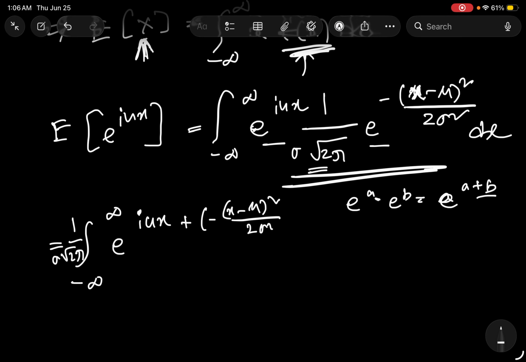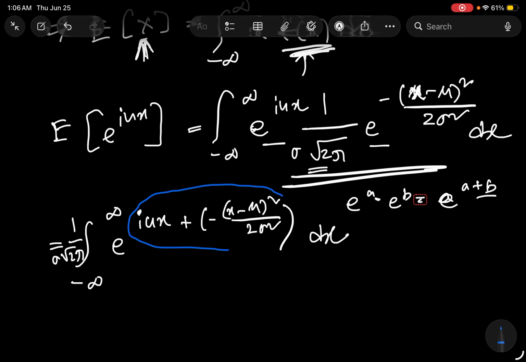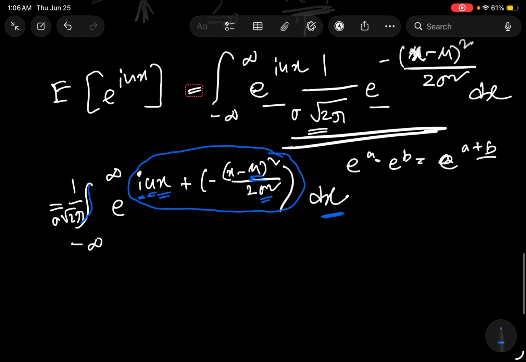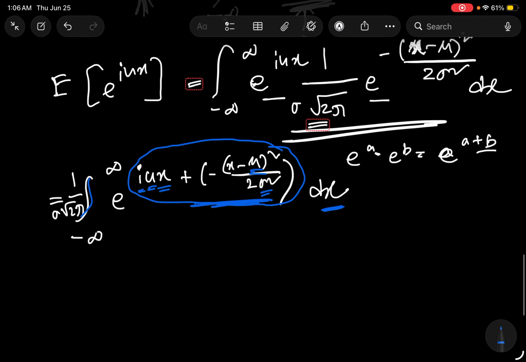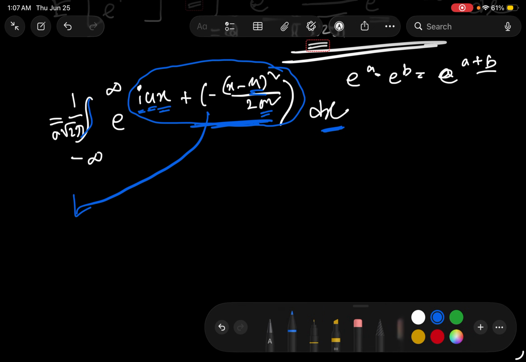this, dx. Our job should be to simplify this region. Why? It has a lot of components of x mixing with i, u, mu, sigma. When we are integrating with respect to dx, it makes sense to simplify this, so let's focus on simplifying this region.